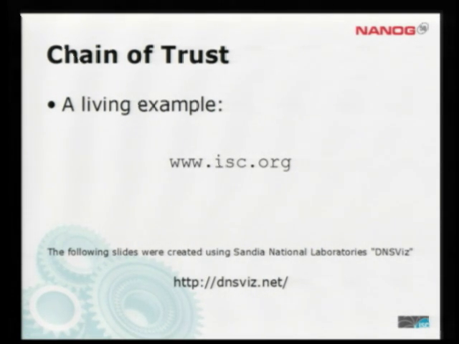So here is www.isc.org. Now, if you have not used DNSviz.net, you really should. If you're deploying DNSSEC, this is one of the coolest little gizmos that you can find out there. I'm sure that these slides are going to be available online if they aren't already. It is a Sandia National Labs project. It allows you to do some really cool things looking at these chains of trust.